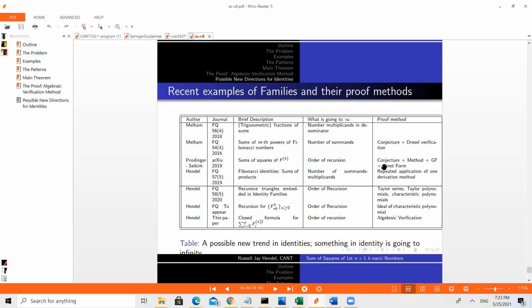Prodinger and Selkirk used generating functions plus the Binet form. It's a very nice method. They proved f of k that way. They have explicit forms for the Binet form, and they involve computation with complex numbers. But if you're using computer algebra, if it's close enough to an integer, you can see it. And they can compute any particular k, but they can't do it uniformly for all k.